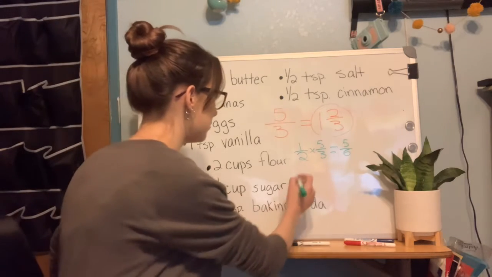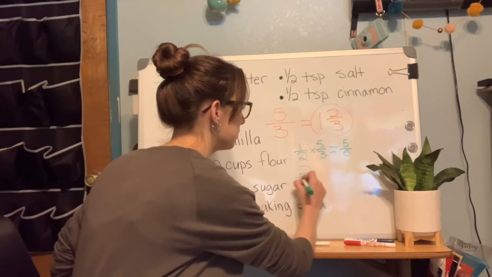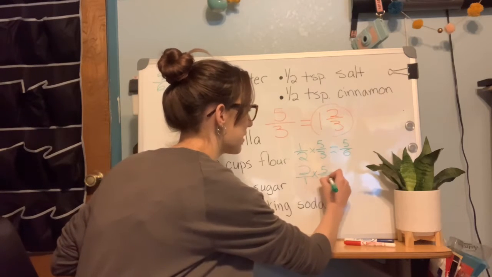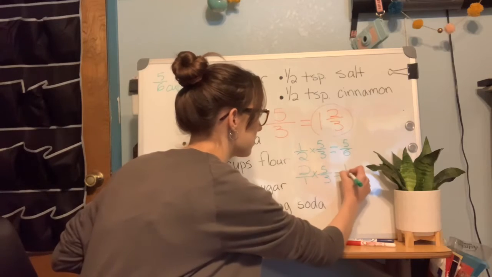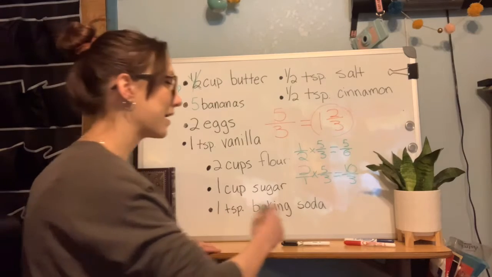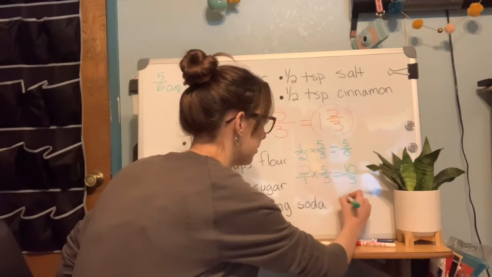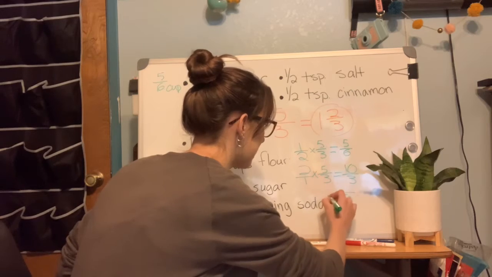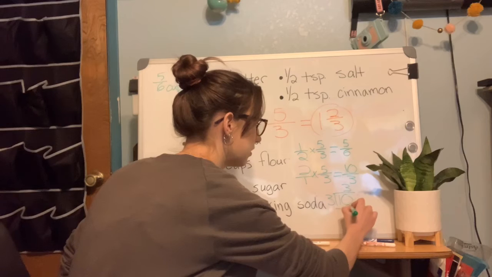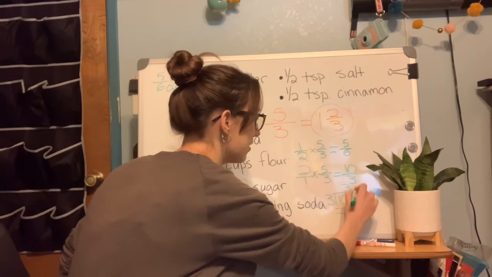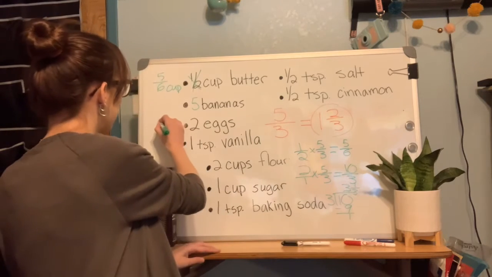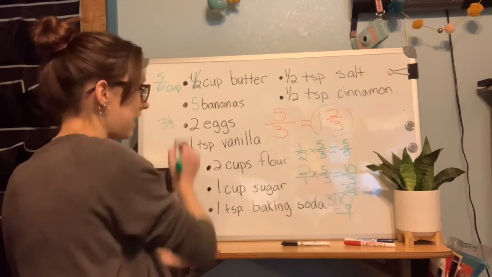2 eggs, 2 times 5/3. First, we have to make 2 an improper fraction by putting it over 1. Times 5/3, we end up with 10/3, an improper fraction that we have to make back into a mixed number, which we do by dividing 10 by 3. It goes into 10 3 times with a remainder of 1. That 1 becomes the new numerator of our fraction. We end up with 3 1/3 eggs.